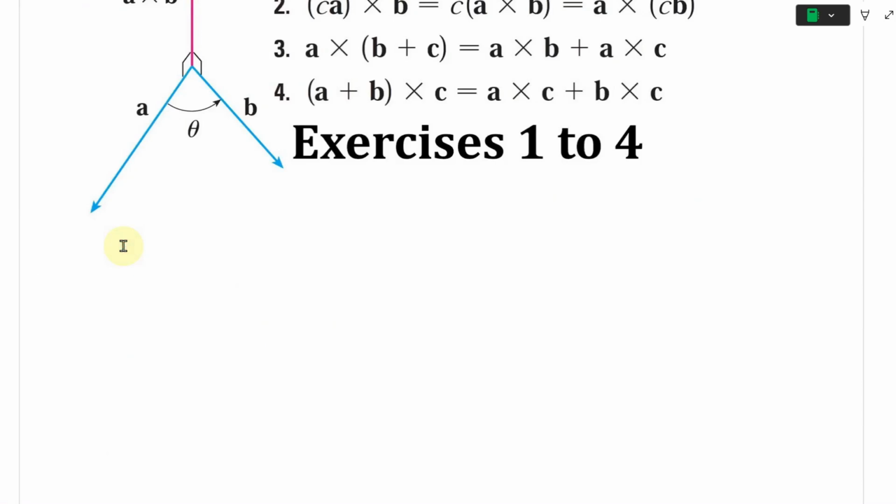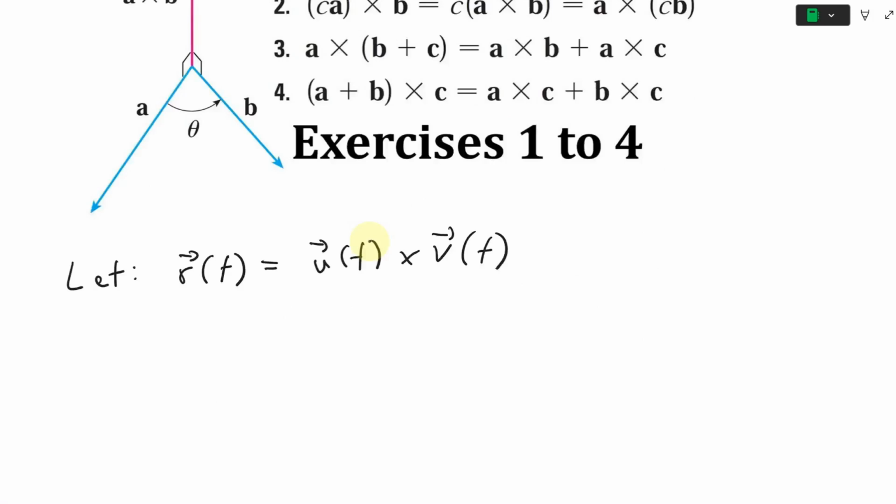All right, so let's go further. So let's do the definition. But first of all, let r of t, the vector function here, just equal the cross product by themselves, so u of t cross v of t. And then we're going to do the definition of derivative there.